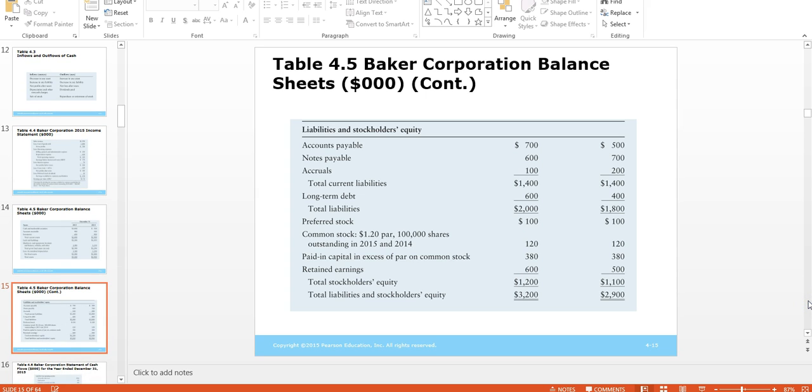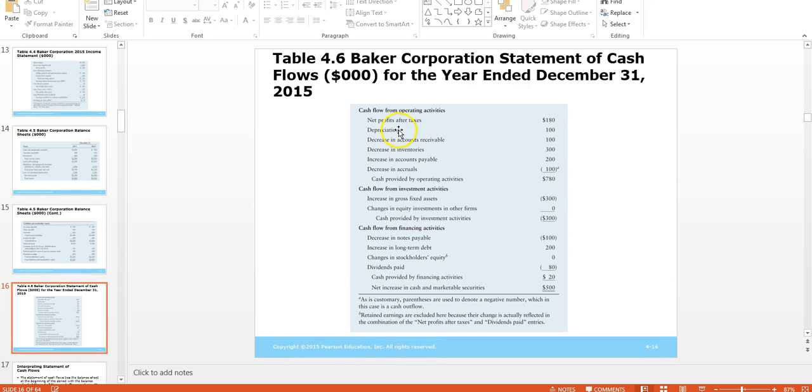Here's the liability side of the balance sheet. And again, here's the cash flow statement. And again, there's 3 components: operating and cash flow from investment. And here is cash flow from financing. Okay, so that gives us our total cash flow when we add those 3 sections up.